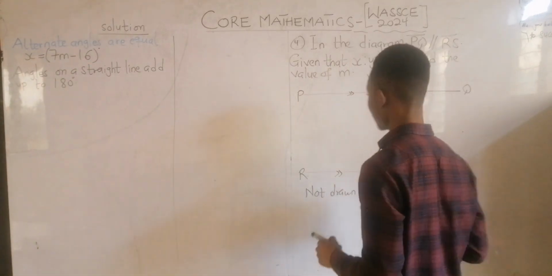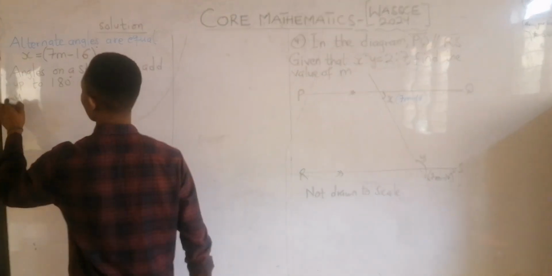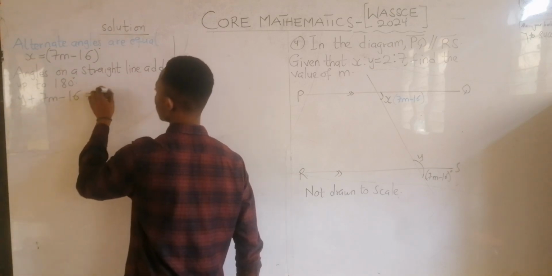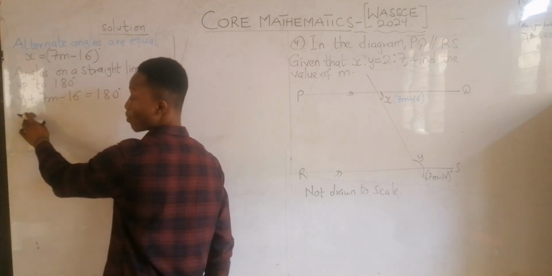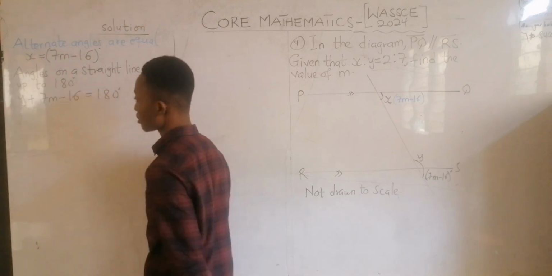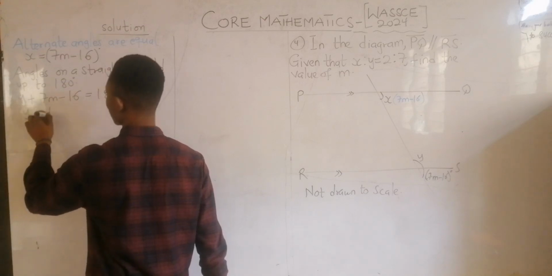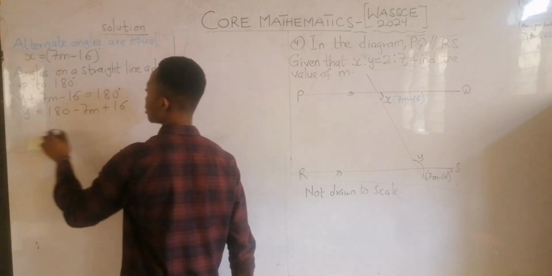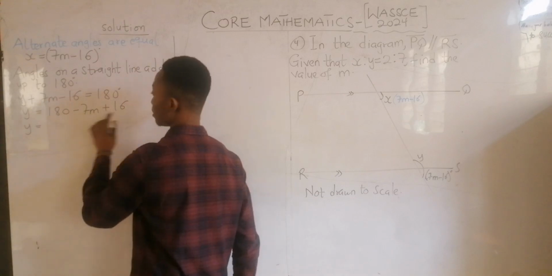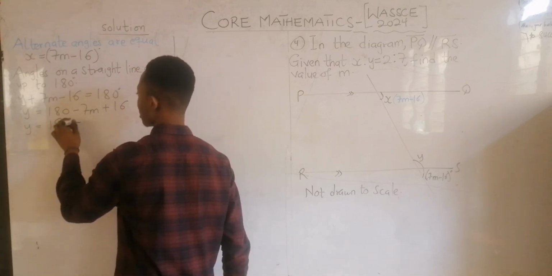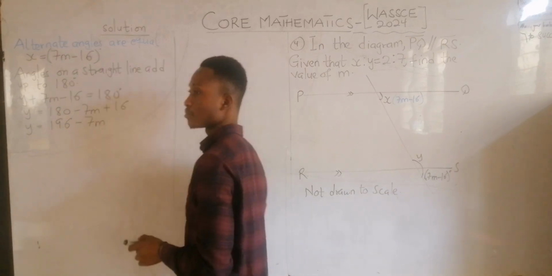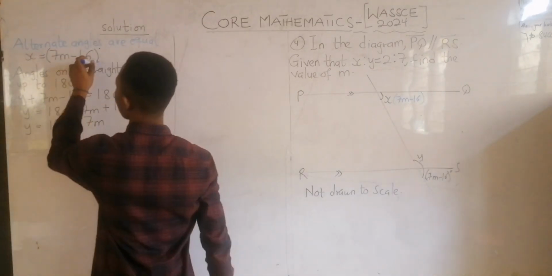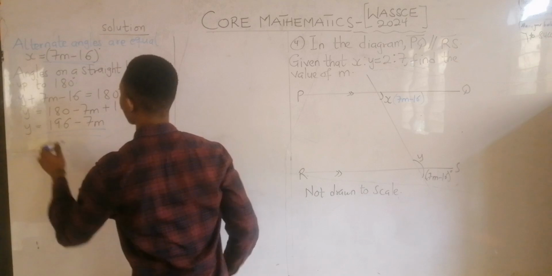Good. So y and 7m minus 16 are on a straight line. So y plus 7m minus 16 is equal to 180. You can make y the subject. That is y is equal to 180 minus 7m plus 16. 180 plus 16 is 196 minus 7m. So that is x and y.